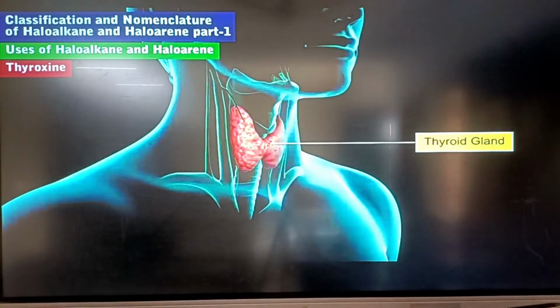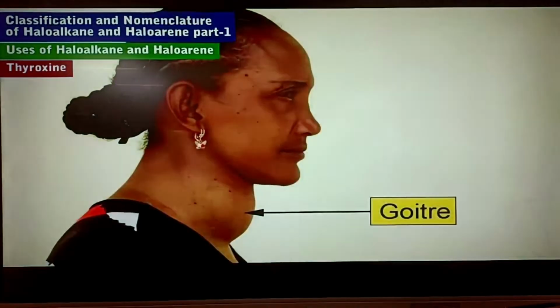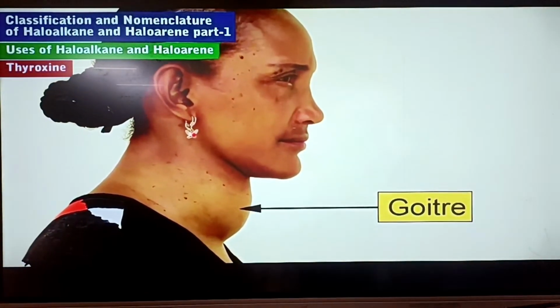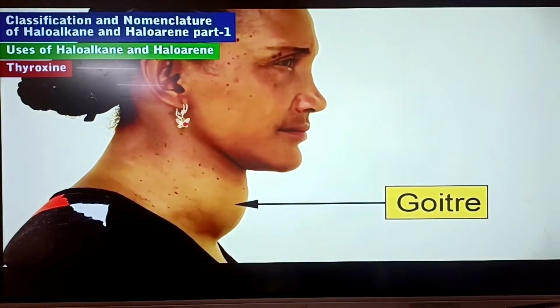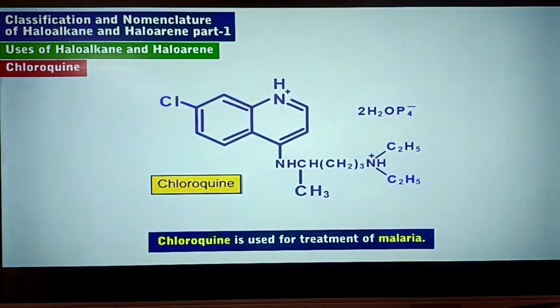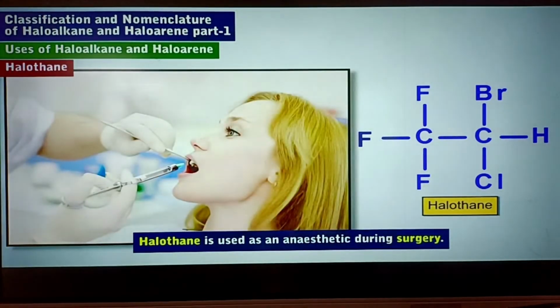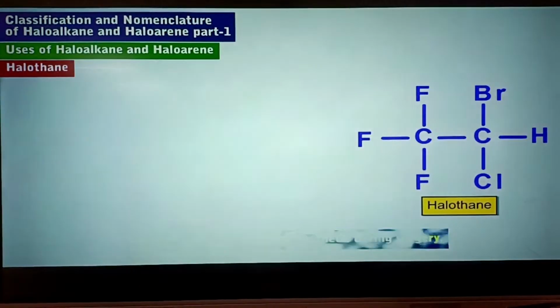The thyroid gland, a butterfly-shaped gland at the base of your neck, produces the hormone thyroxine. Notice the 4 iodine atoms in the chemical formula. A lack of dietary iodine can lead to a deficiency of this hormone, which can eventually lead to goiter. Chloroquine, a synthetic compound, is used for the treatment of malaria. Halothane is used as a general anesthetic during surgery.